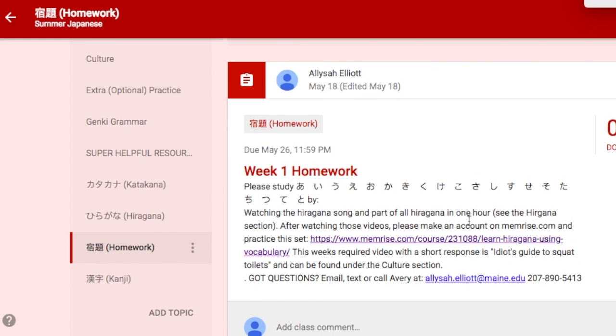Week 1 homework is just studying the hiragana that were covered in the lesson. So a, i, u, e, o, ka, ki, ku, ke, ko, sa, shi, su, se, so, ta, chi, tsu, te, to. And your homework exactly is watching hiragana song and hiragana 1 hour. See the hiragana section. After watching those videos, please make an account and memorize and practice this set.